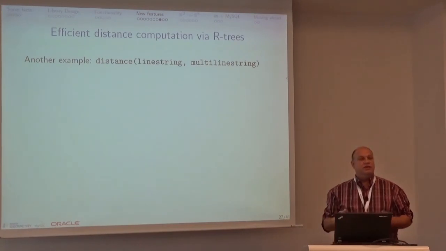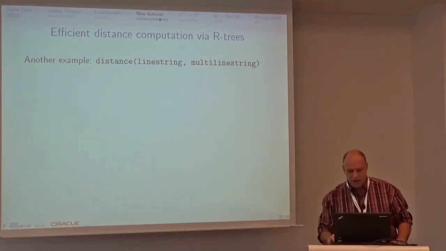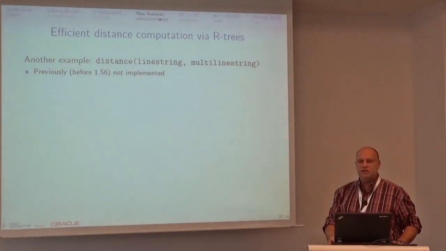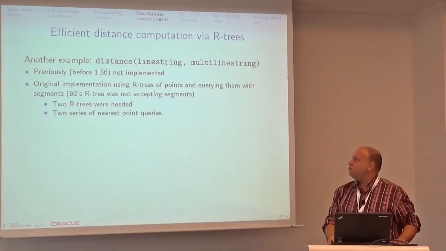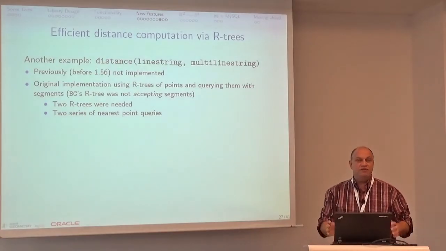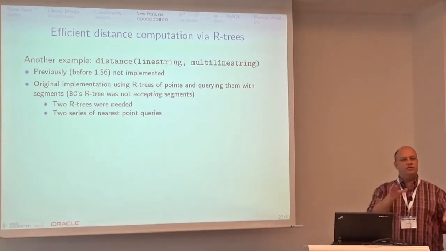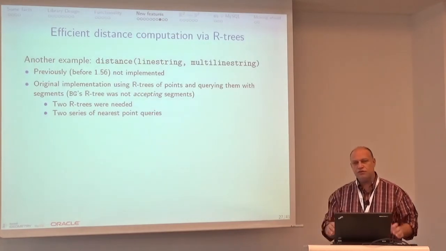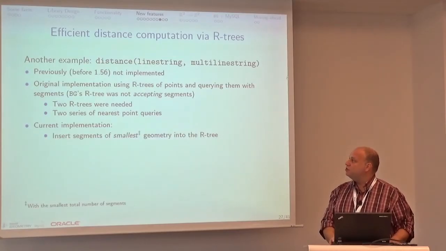Another example. Suppose that we want to compute the distance between a line string and a multi-line string. Well, here is where the new addition, the modification of the R-tree accepting segments, gets into the game. This was not possible before 156, but it's now possible. The original implementation, before having segments in the R-tree, was doing something sort of complicated. I had to compute two R-trees. I had to do two series of nearest point queries. I had to call some intersection algorithm. But all this is gone, and we have a faster implementation.